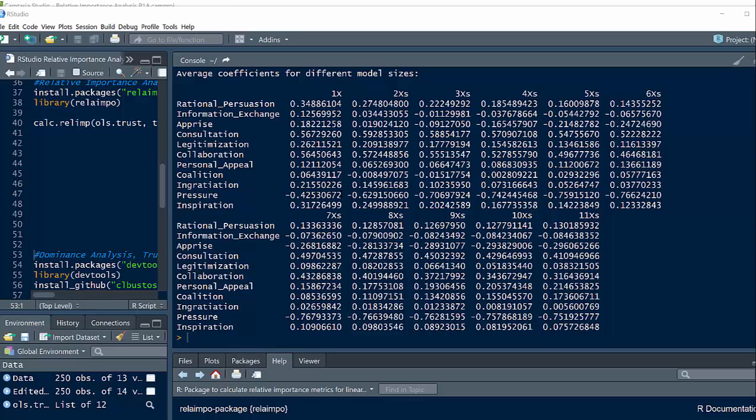When I move to the 2Xs, I'm seeing that pressure is the most impactful, and then collaboration, and then consultation. When I move to the 3Xs variable, I'm seeing that pressure is once again the most important, consultation is the second most important, and collaboration is the third most important.